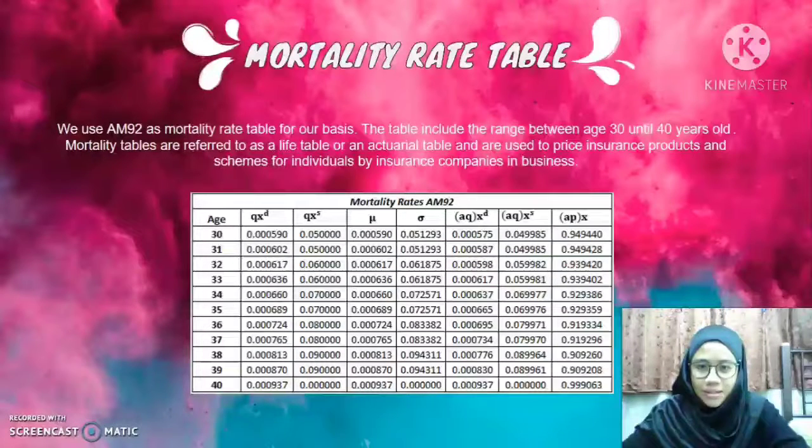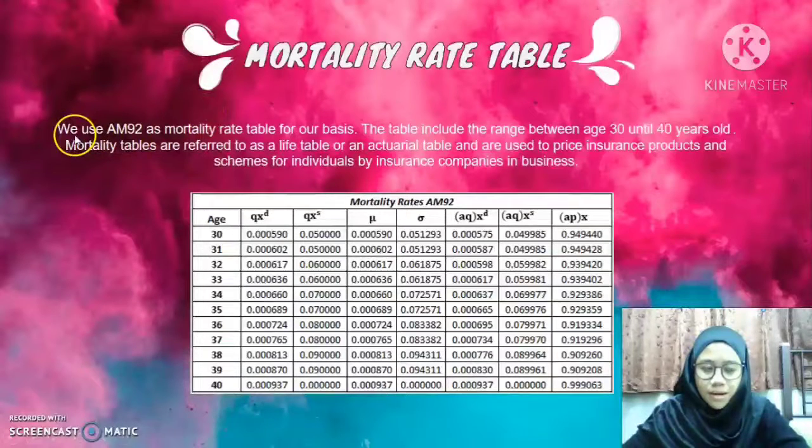Okay, next, it is profit testing. Before we implement our profit testing, there are a few tables that need to be shown. First is the mortality rate table. For our product, we use AM92 as the mortality rate table for our basis. The table includes the range of ages between 30 and 40 years old. As additional information, a mortality rate table refers to a life table or an actuarial table that is used to price insurance products and schemes for individuals by insurance companies in business.